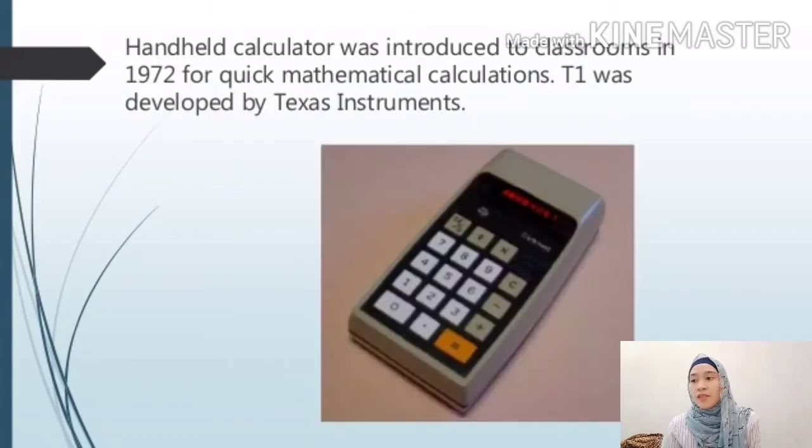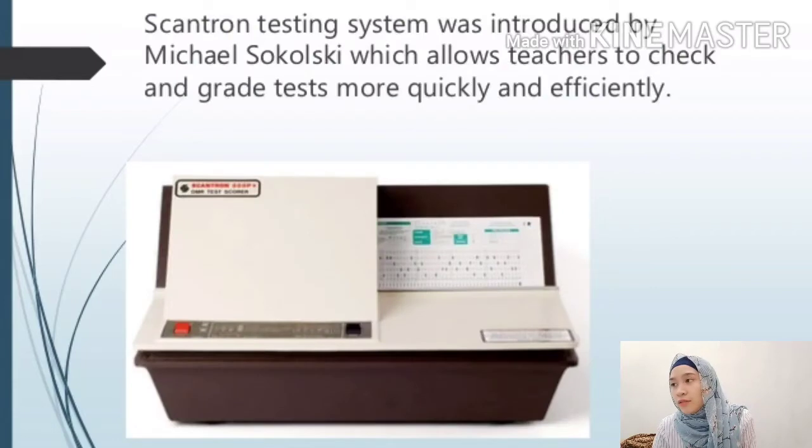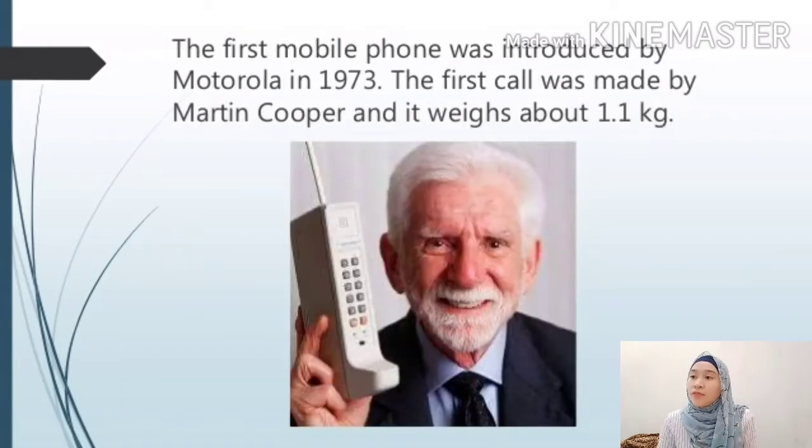And then the handheld calculator was introduced to the classroom in 1972 for quick mathematical calculations. TI was developed by Texas Instruments. Okay, so the Scantron testing system was introduced by Michael Sokolsky, which allows teachers to check and grade tests more quickly and efficiently. Okay, and then the next one, the first mobile phone was introduced by Motorola in 1973. The first call was made by Martin Cooper and it weighs about 1.1 kilogram.